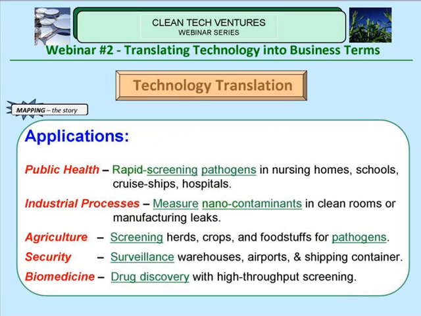Applications need to get tackled. Applications are the opposite side of the coin for market segments. For the nano detector, you can see several application industries: public health, industrial processes, biomedicine. The function in application for public health would be to screen for pathogens. That can be done in nursing homes, schools, hospitals, cruise ships. So the customers or the potential end user partners would come from these particular segments that we've identified here.